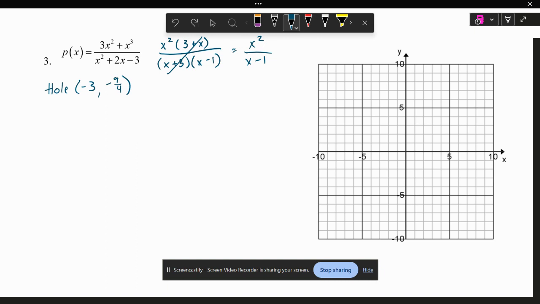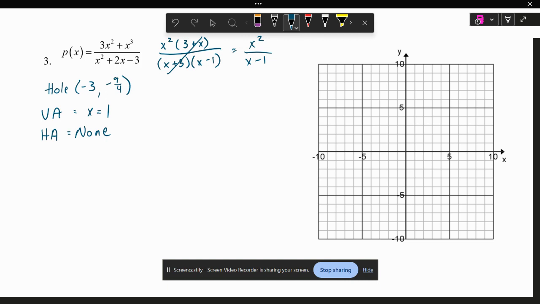So next up, asymptotes. Let's start with vertical. Vertical asymptote, there's going to be one where x is equal to 1. And then horizontal asymptote, let's look at the degree. So we've got a degree of 3 on top, and we've got a degree of 2 on bottom. So there's actually going to be no horizontal asymptote.